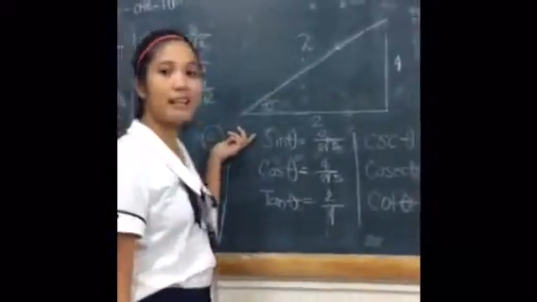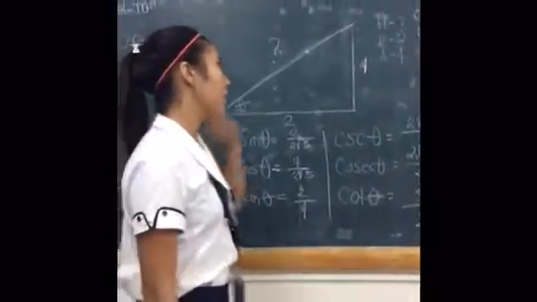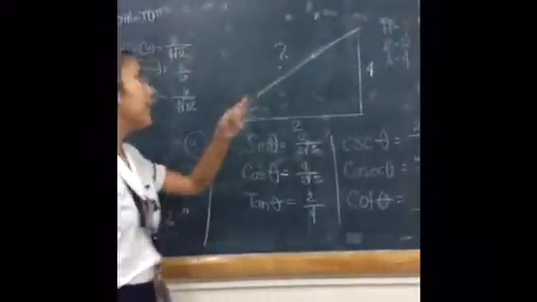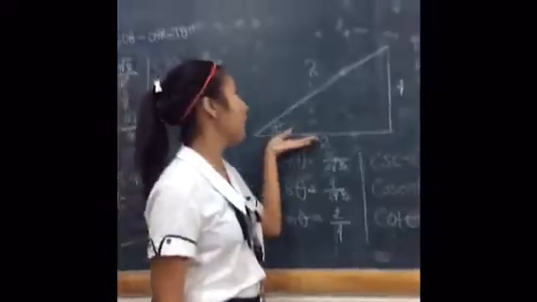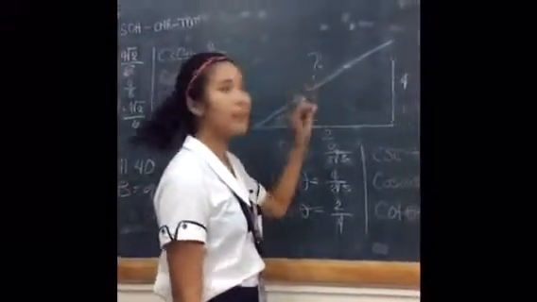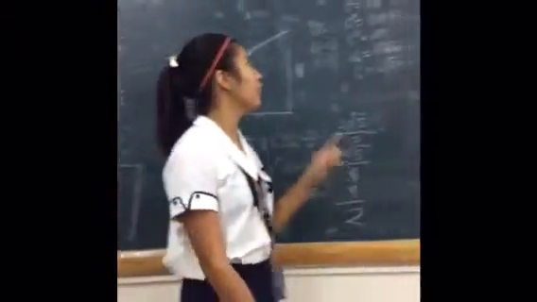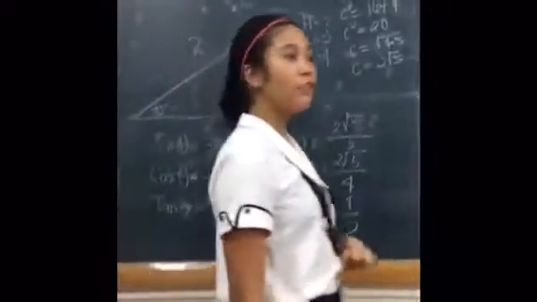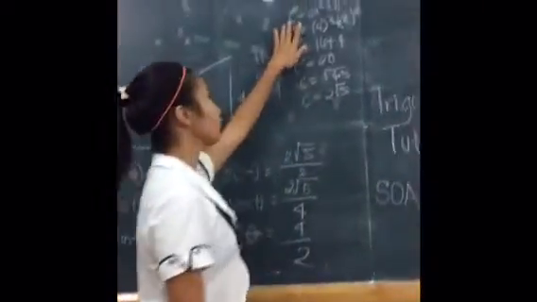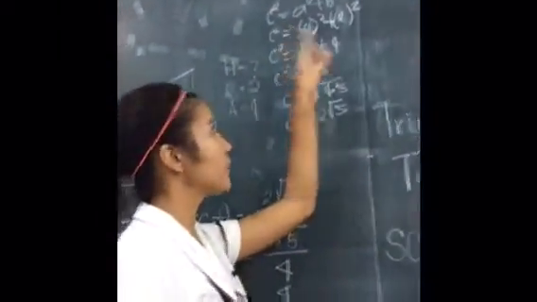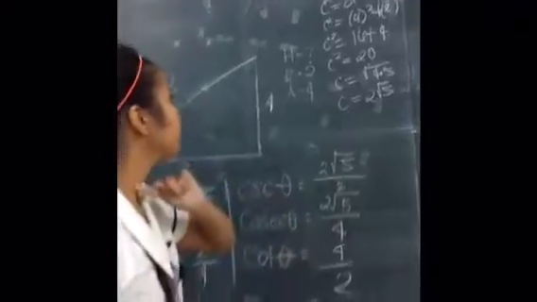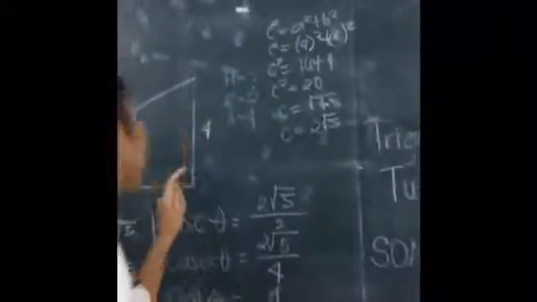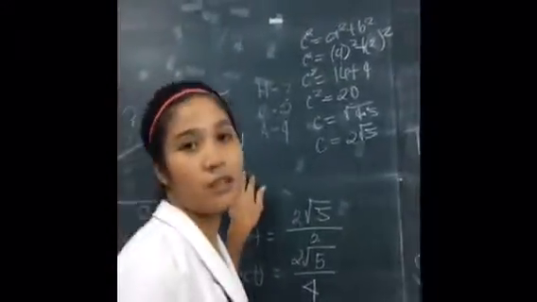Again, first step, we must identify the opposite, adjacent, and hypotenuse. In this given, we must find the hypotenuse. To find the hypotenuse, we must use the Pythagorean theorem. The formula of the Pythagorean theorem is c squared is equal to a squared plus b squared. Then, let's substitute. The value of a is 4. The value of b is 2.